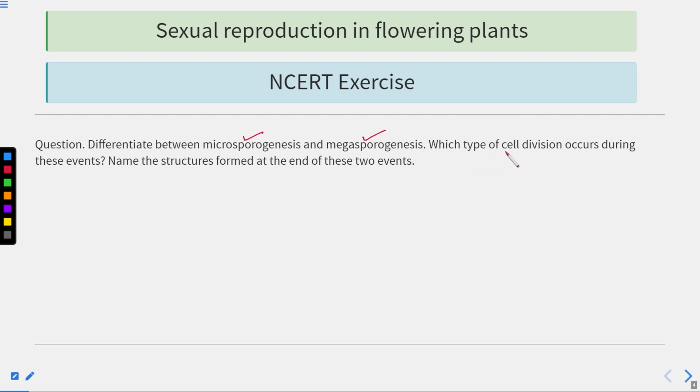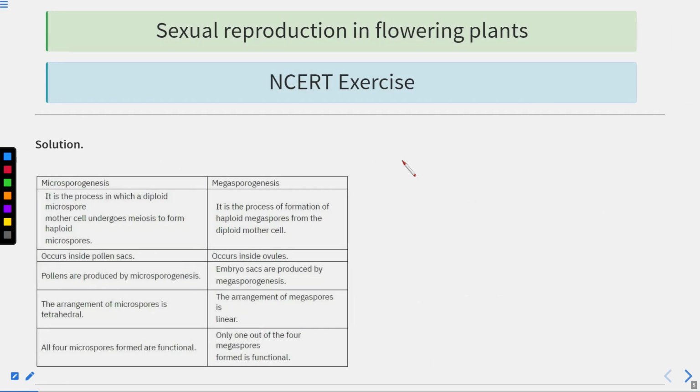Now you have to tell which type of cell division occurs during these events, and you have to name the structure formed at the end of these 2 events. Means you have to name the structure which is formed after microsporogenesis and after megasporogenesis. Okay, so this is clear, very straightforward. So let's talk about the difference between microsporogenesis and megasporogenesis.